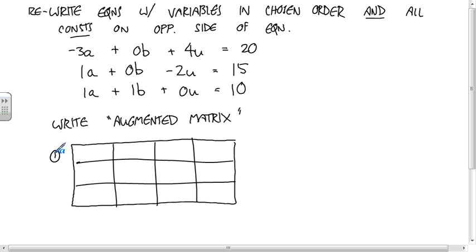This first row represents equation 1. The second one represents equation 2. The third one represents equation 3. And the columns represent the variables. So this is A, B, U, and then this is the constants.